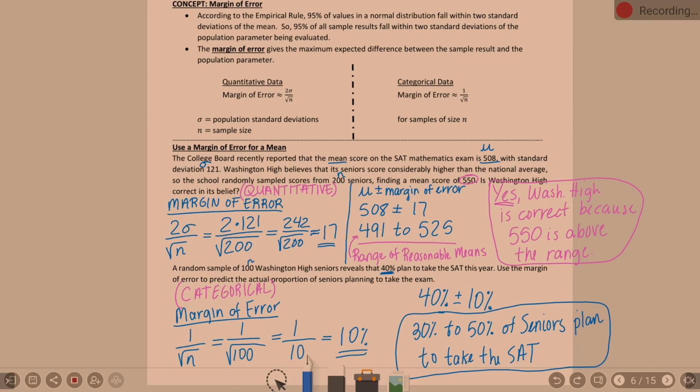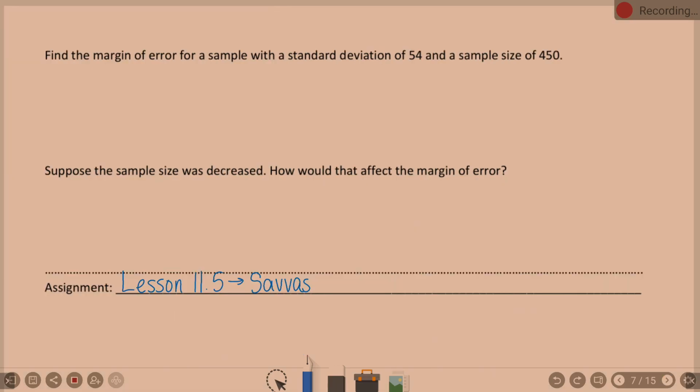Okay, 2 last questions. Still about margin of error, but we're done talking about SAT. Find the margin of error for a sample with a standard deviation of 54 and a sample size of 450. That's all they tell me. Which formula are you guessing we're going to use? The one that involves standard deviation, because they gave me standard deviation, right? So, margin of error. We're going to use 2 sigma divided by square root of n.